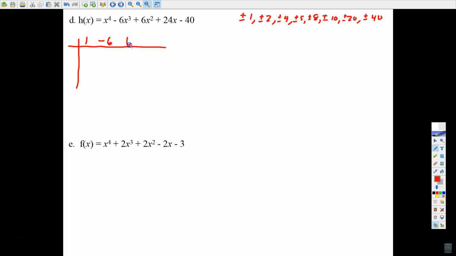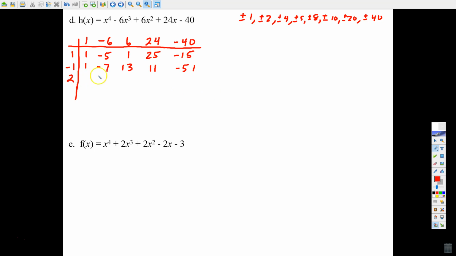1, negative 6, positive 6, 24, negative 40, and you can start anywhere you want, really. I usually just start with 1, see what I get. 1 times 1 is 1, plus negative 6, negative 5. Negative 5 plus 6 is 1. 1 times 1 is 1, plus 24 is 25. And 25 plus negative 40 is negative 15. All right, if you want to go with a negative, you could. Just do the opposite, and so what we get. Negative 1 plus negative 6, negative 7, positive 7 plus 6, negative 13 plus 24, 11, negative 11 plus negative 40, negative 51.